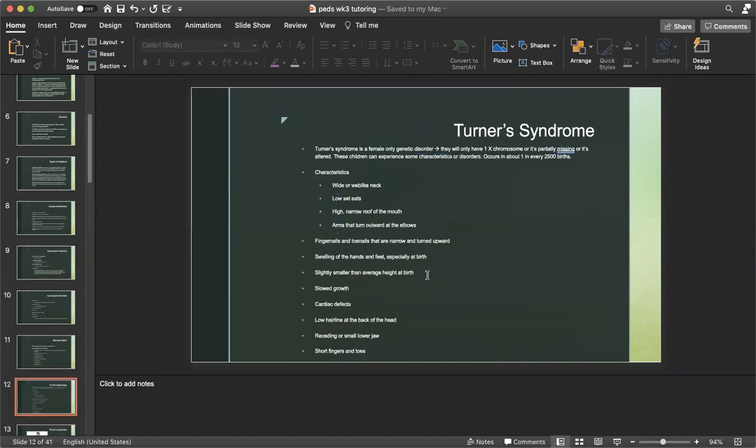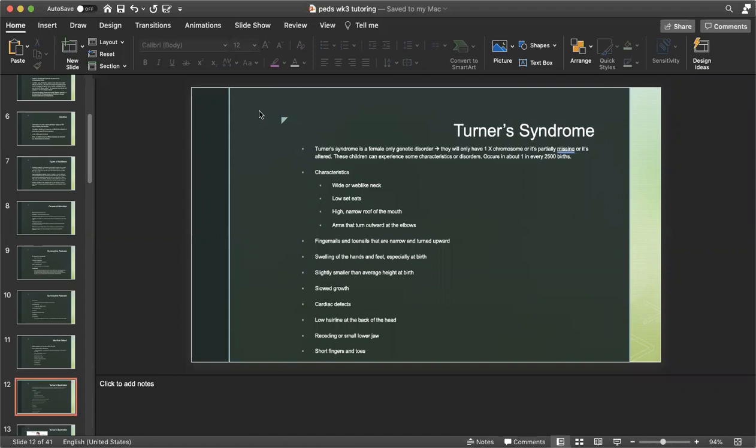So Turner syndrome, sorry, it's kind of small. So Turner syndrome is a female-only genetic disorder, so keep that in mind. Only females will get Turner syndrome. They'll have one X chromosome, or it's partially missing, or it's altered. So either they only have one, so it's not XX, or half of it could be missing, or it could just be skewed in their body.